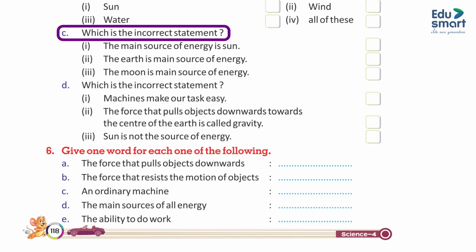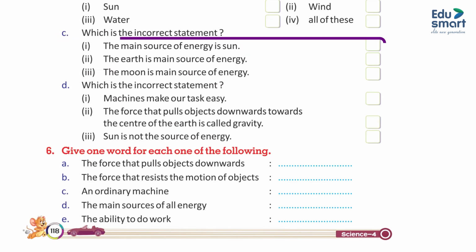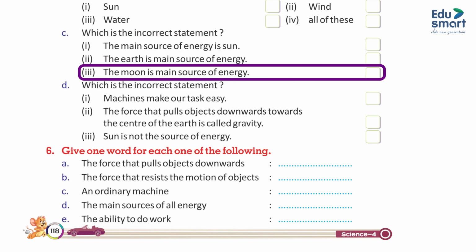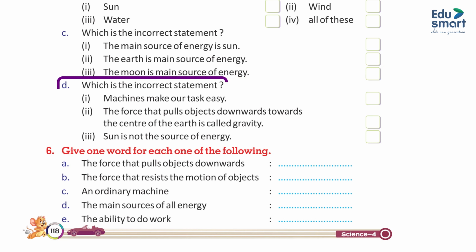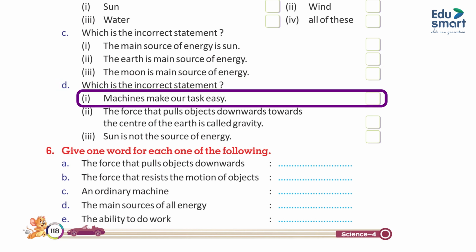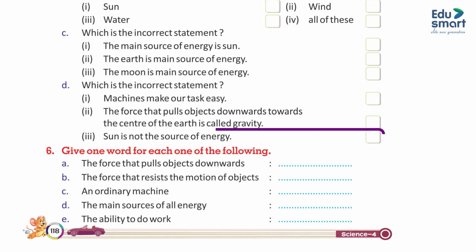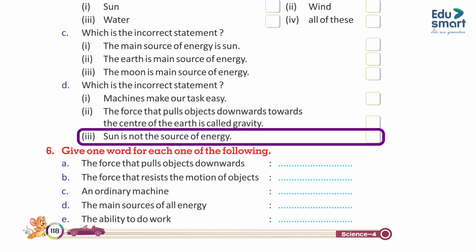C. Which is the incorrect statement? 1. The main source of energy is sun. 2. The earth is the main source of energy. 3. The moon is main source of energy. D. Which is the incorrect statement? 1. Machine makes a task easy. 2. The force that pulls objects downwards towards the center of the earth is called gravity. 3. Sun is not the source of energy.